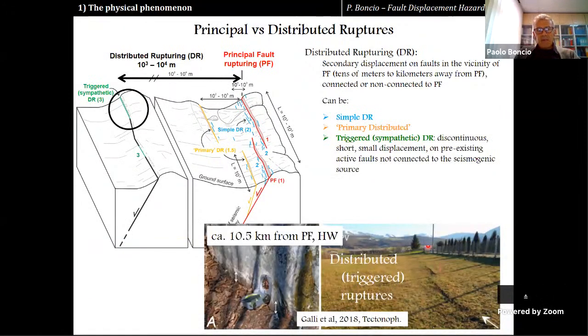And then we can have discontinuous, short, small displacement on pre-existing faults not connected to the seismogenic source, and also can be very far from the principal fault. We call this triggered or sympathetic distributed ruptures.